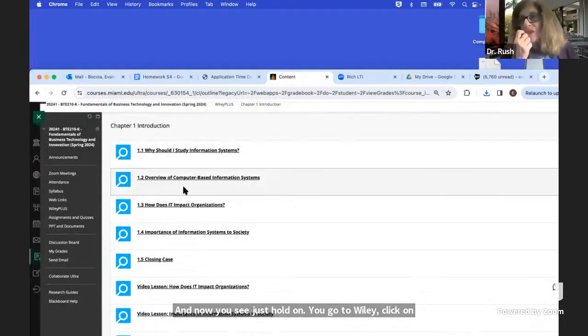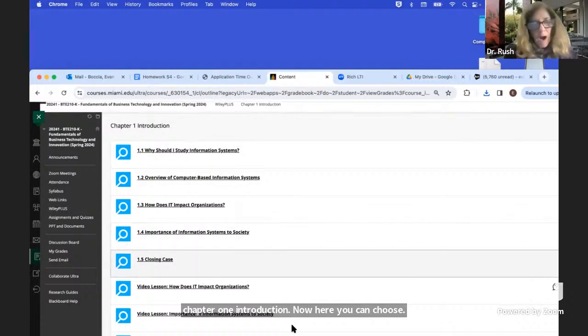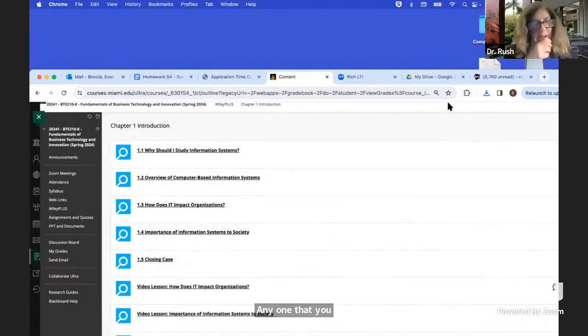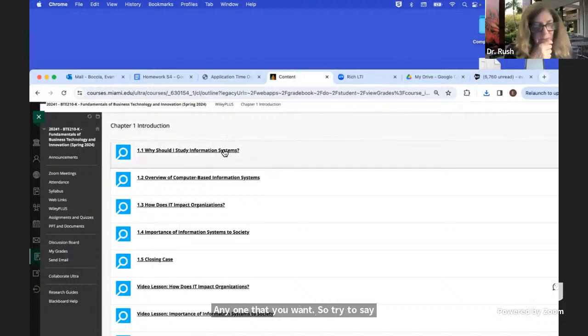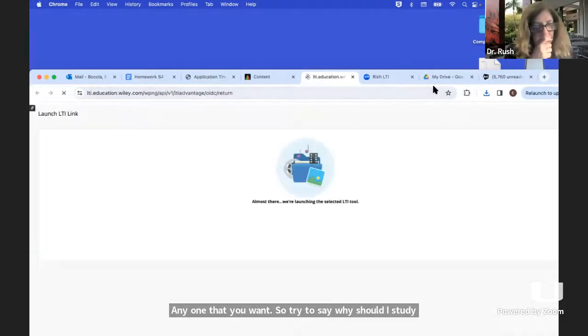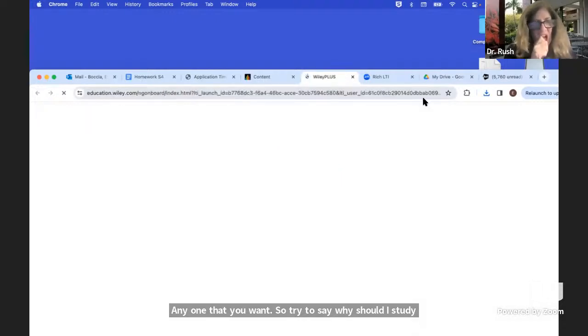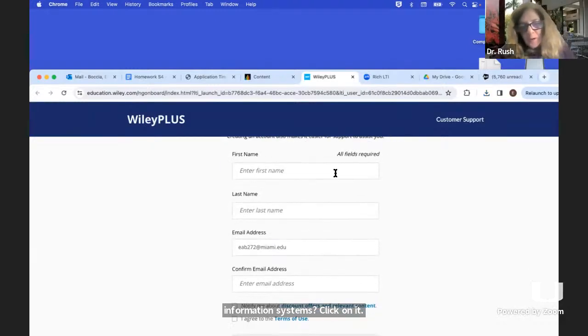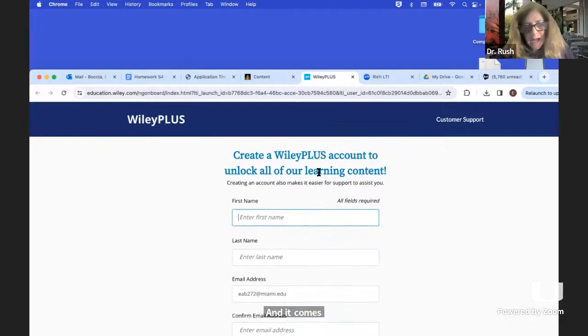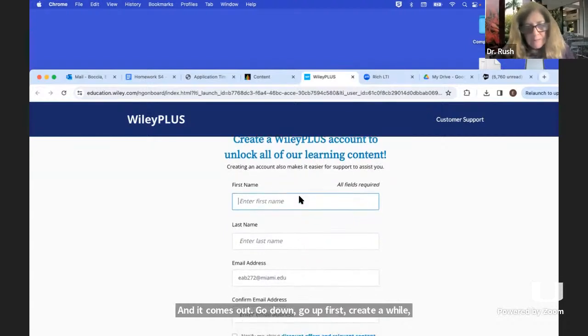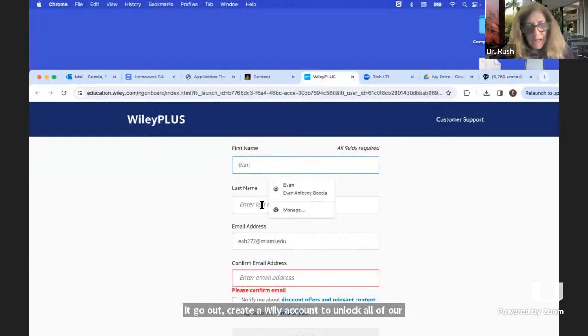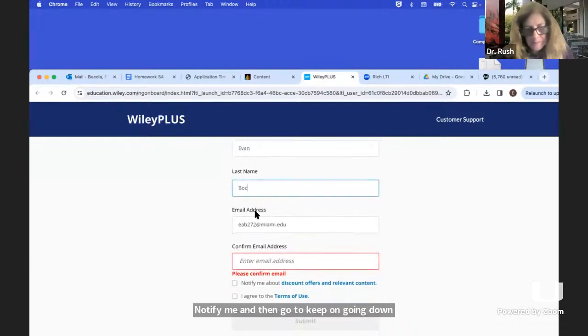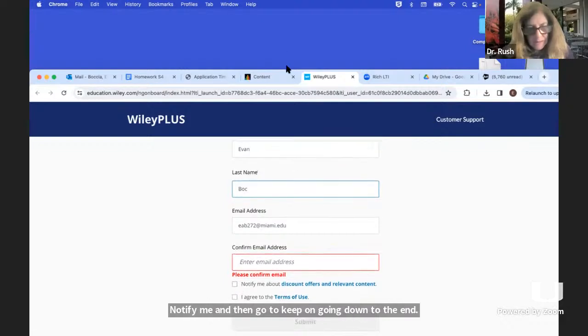Now here you can choose any one that you want. So try to say, why should I study information systems? Click on it. And it comes out, go up first, create a Wiley account to unlock all of our learning, create an account, and then go down. And notify me, and then keep on going down all the way to the end.